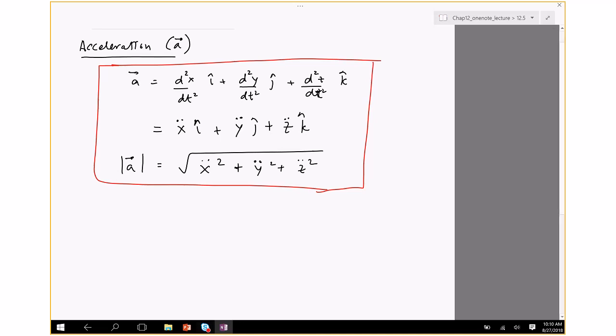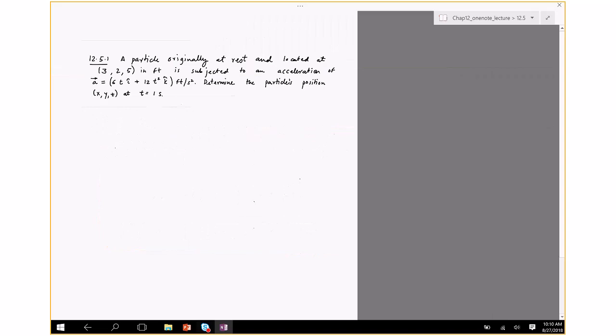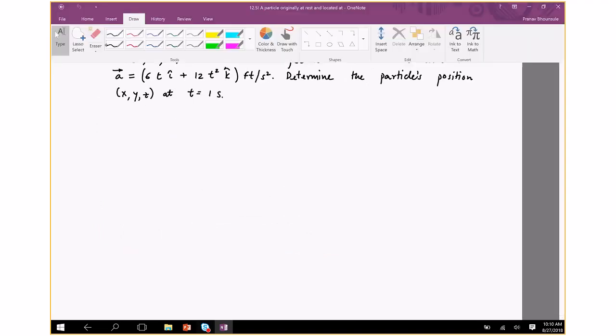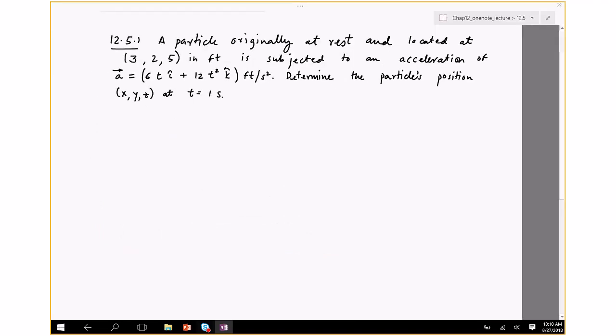Okay, start. Were you guys able to download this from Blackboard? So there's no 12.4. We start from 12.5.